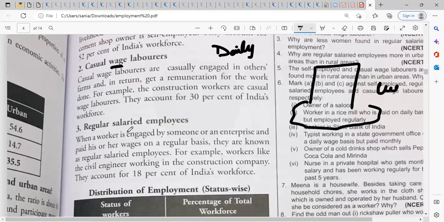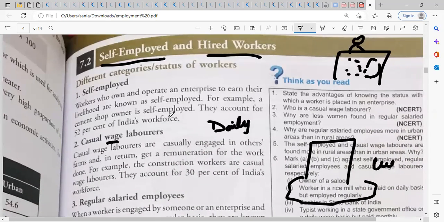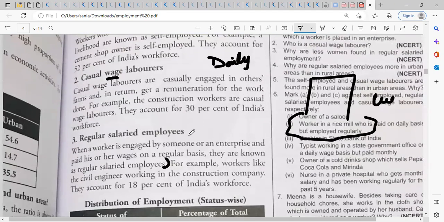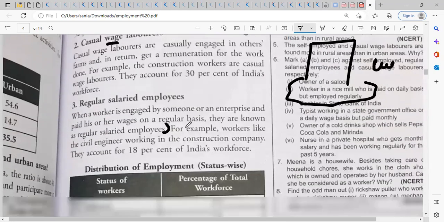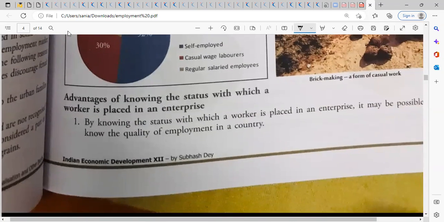And regular salaried employees are those who are engaged by someone, or working in any particular firm, and they get their regular salary on a regular basis. So we have three types of workers: self-employed, casual wage laborers, and regular salaried employees. Okay, clear? Clear? Yes, ma'am.